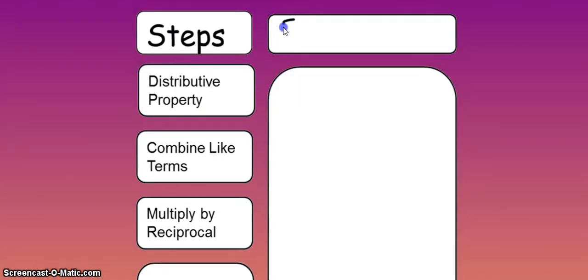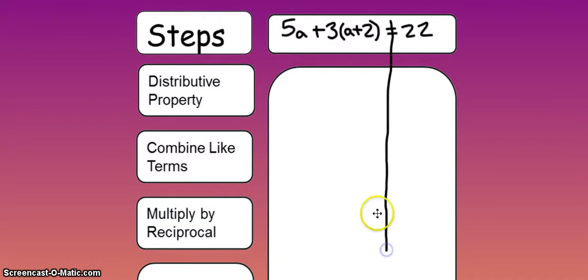Our next problem is 5a plus 3 times the quantity of a plus 2, remember quantity means parentheses, equals 22. We're actually going to start our line here and just keep drawing it down as far as we can go right now. Okay, distributive property, remember that looks like a times b plus c. Can we do distributive property? Well, yes, we can. We have this 3 right here, so we're going to want to distribute that 3.